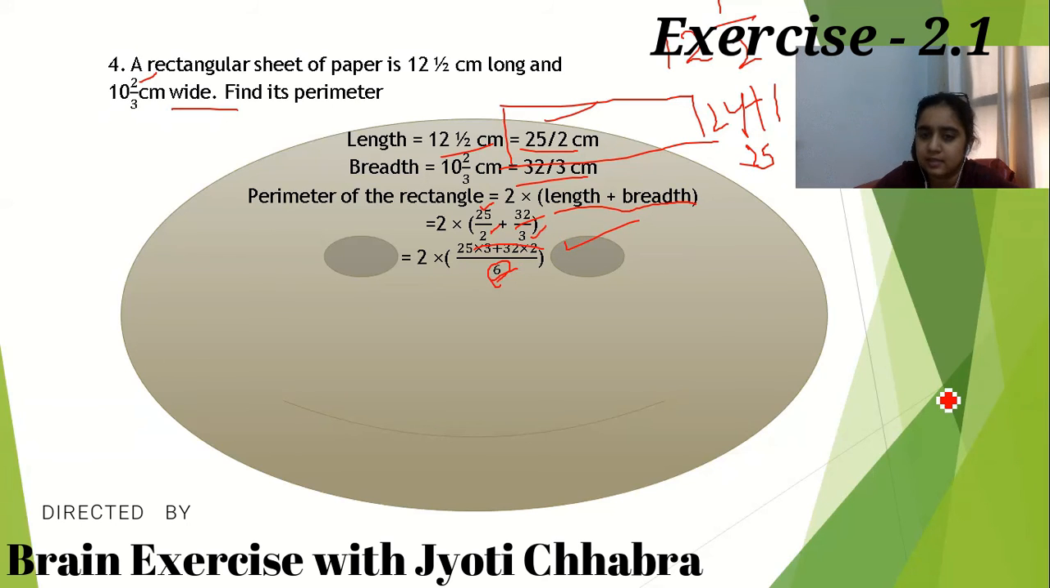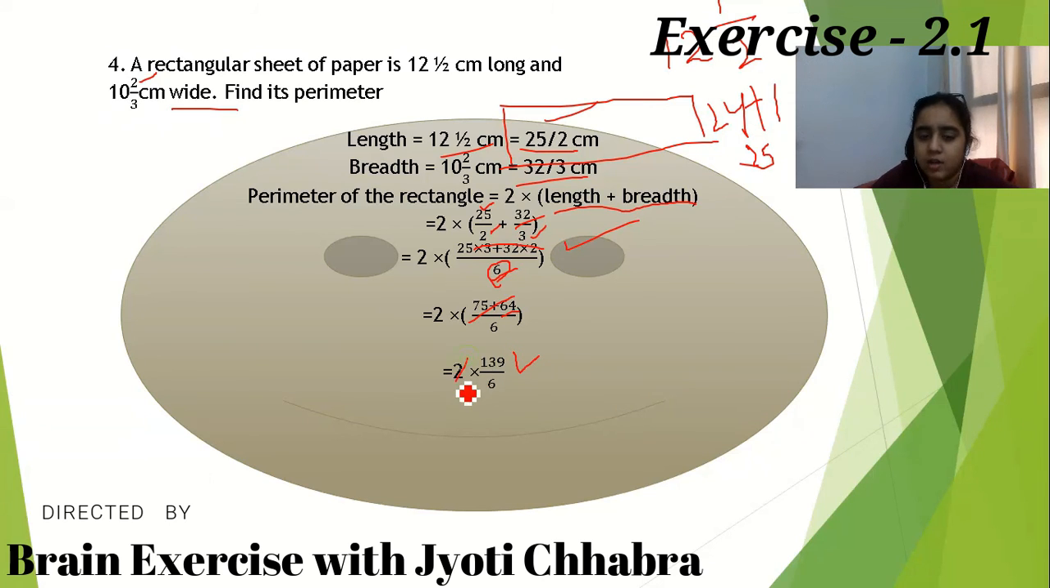And in the next step, I will apply the BODMAS rule, and according to the BODMAS rule, first we have to multiply the numbers, then we will add those numbers. So when I multiply 25 by 3, I will get the answer 75, and 32 by 2, I will get the answer 64. Now I will add these two numbers with each other, that is, if I add 75 and 64, I will get the answer 139.